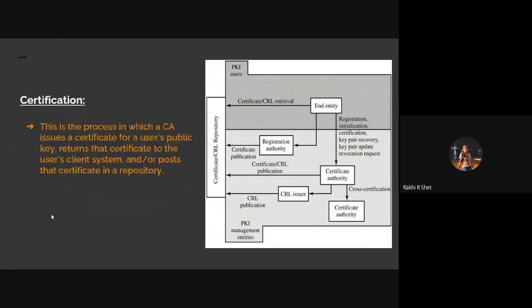Next is certification. This is the process in which the CA issues the certificate for the user's public key, returns that certificate to the user's client system, or posts or saves this certificate in the repository. So this is the main function where the digital certificate is issued and stored in the certificate repository.